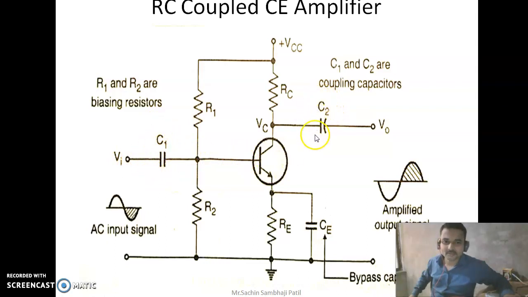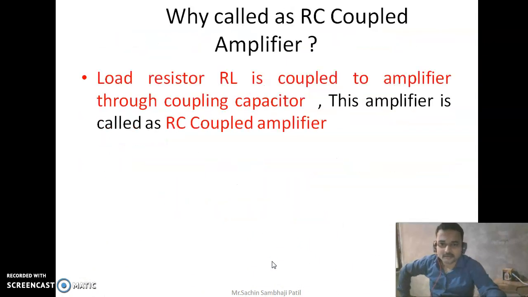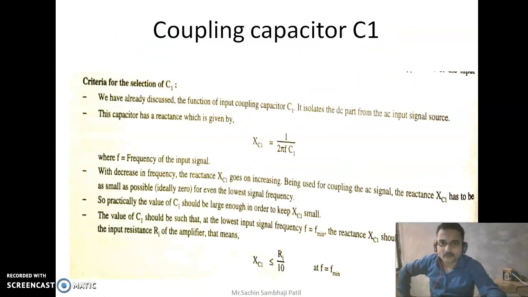This is the coupling capacitor C2, which gives the output signal to the output. And C1 gives the input signal to the base of the transistor, so C1 is required. R1 and R2 are required for biasing. RC is required for current limiting, to control the current coming from the plus VCC. RE and the capacitor C, the bypass capacitor, are required for controlling the emitter current. And this is the coupling capacitor C1.